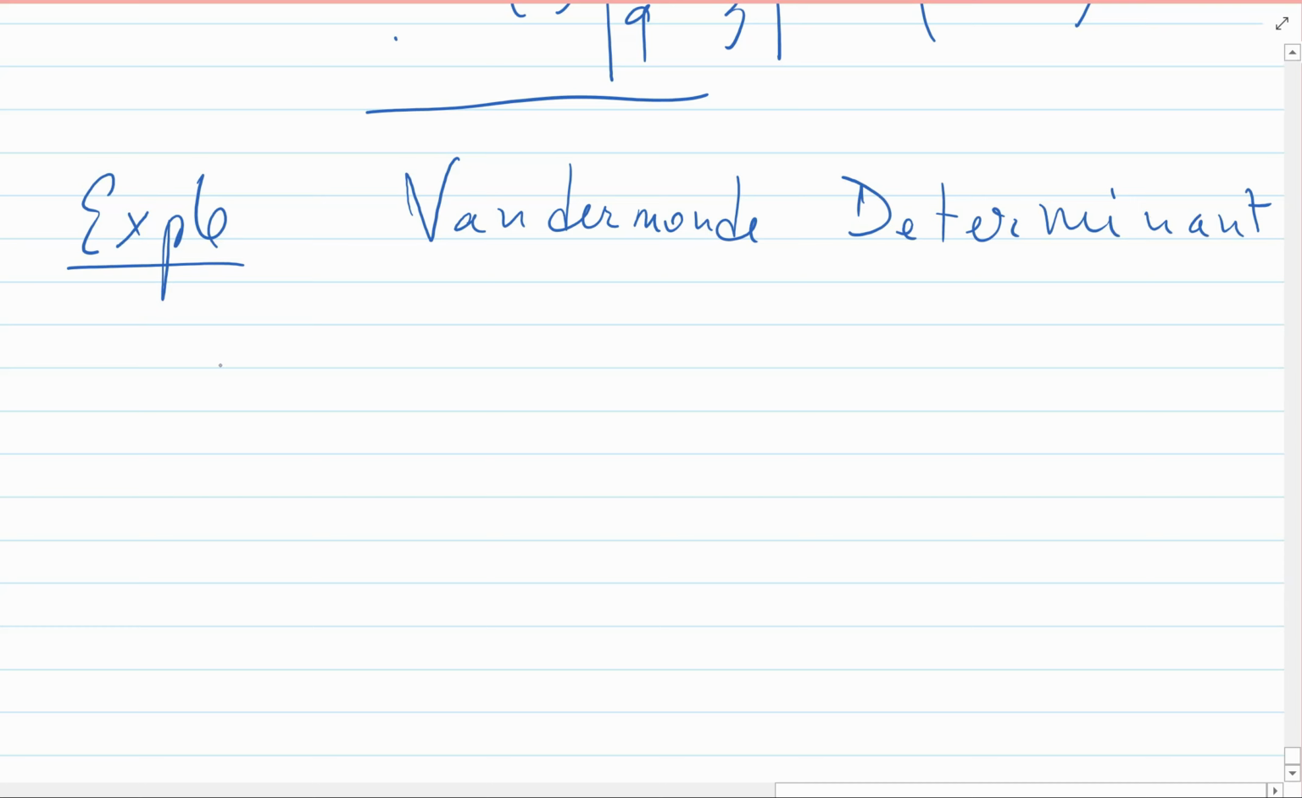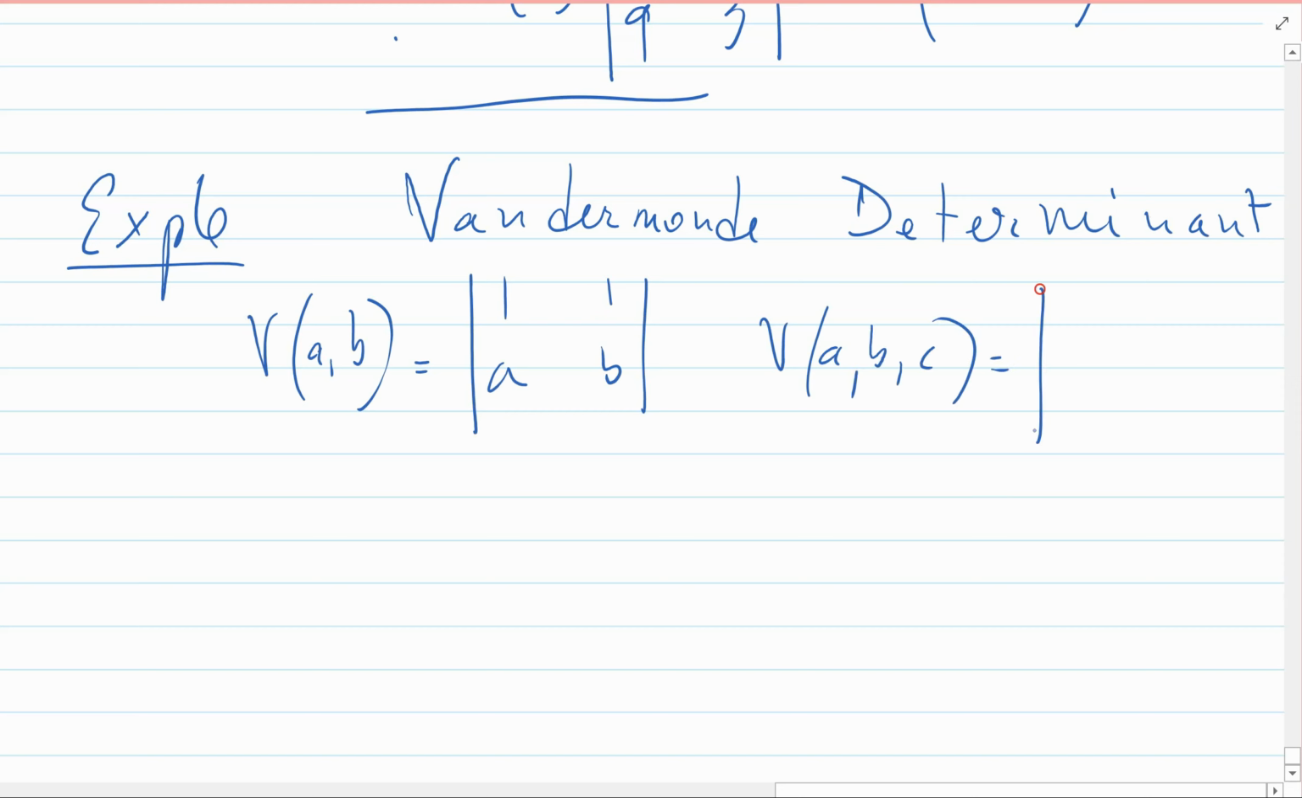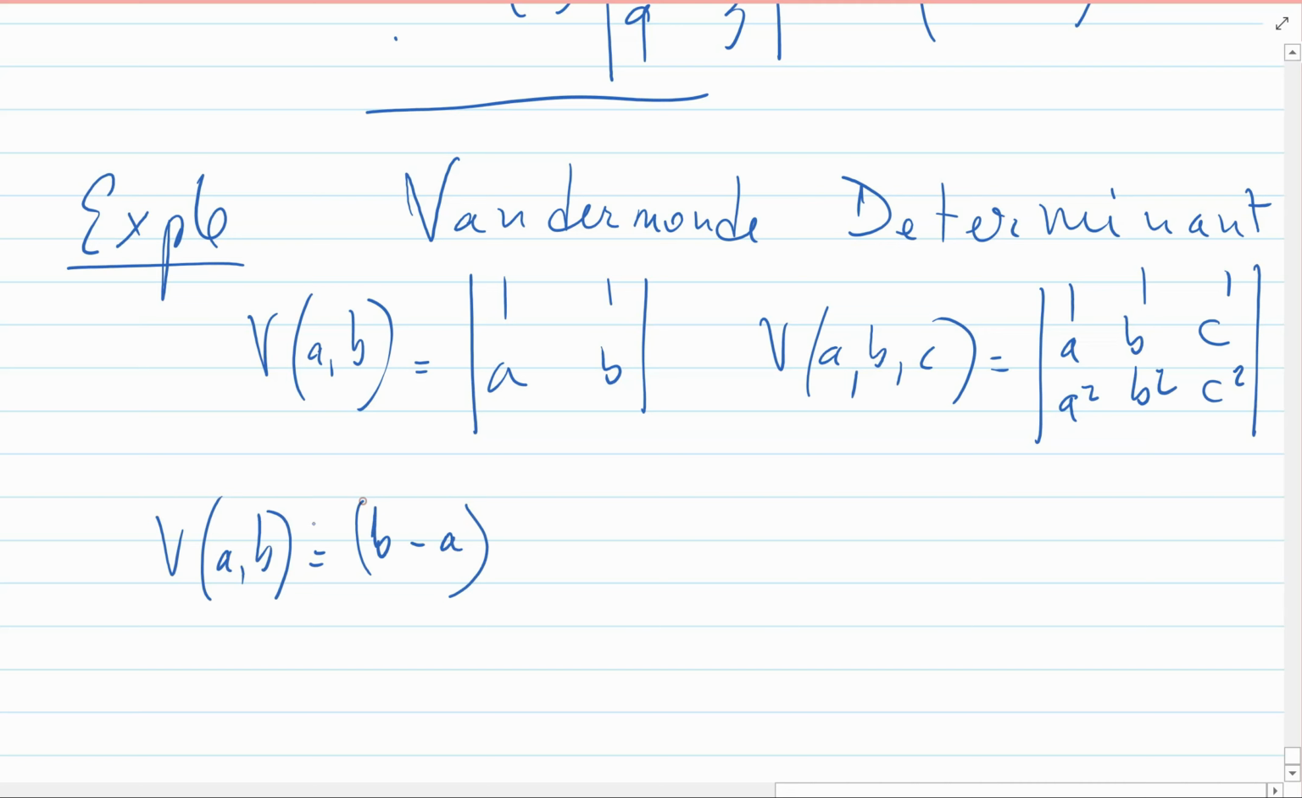Okay, so what is it? Let me start with two numbers, a, b. So that's the determinant with rows 1, a and 1, b. Then V of a, b, and c is the determinant with rows 1, a, a squared; 1, b, b squared; 1, c, c squared, etc. Let us start with the first ones. So what is V of a, b? Obviously, that will be b minus a. Keep in mind that b is the second number and a is the first number.